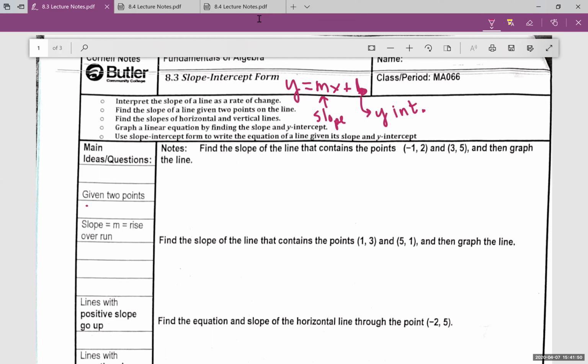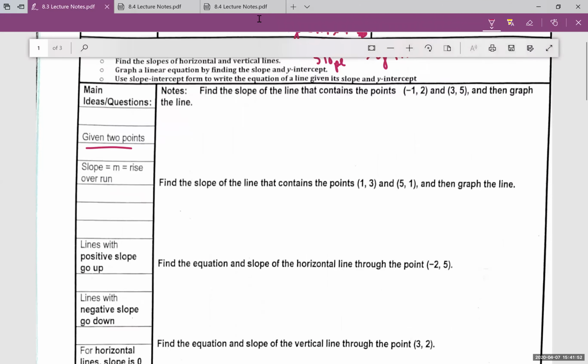So just to review slope, when you're given 2 points, slope, m, is rise over run. Also, it's y2 minus y1 over x2 minus x1. And once you get that fraction, you do simplify it.